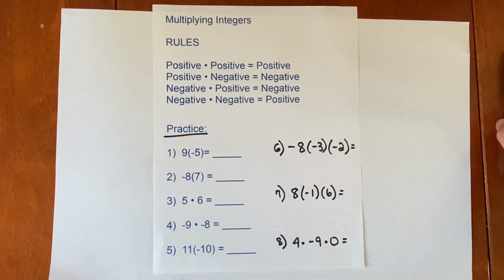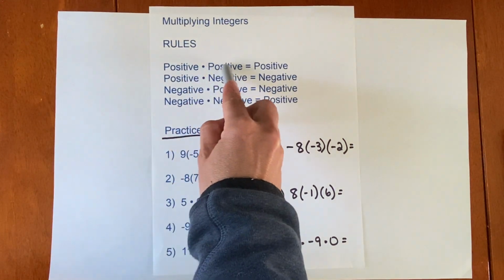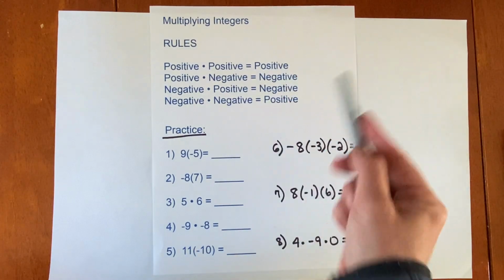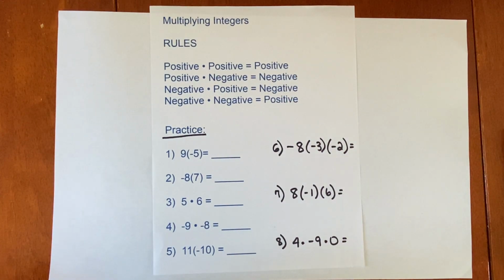Hello again, here to teach you some multiplying for integers. Okay, here are the rules. You already learned this one. In elementary school, you multiplied a positive number times a positive number, and you got a positive number.